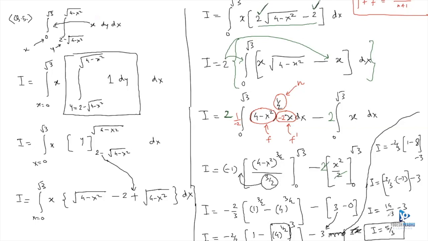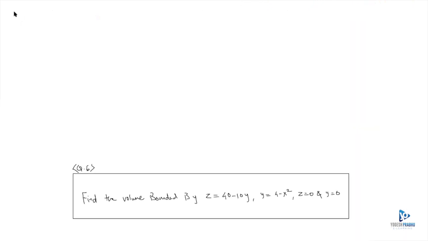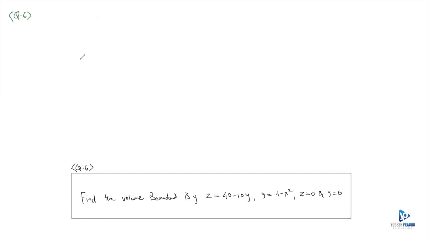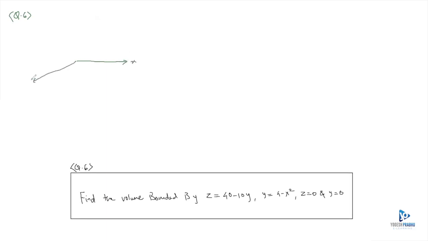So we got it. Let's do the sixth. Question number 6. It's a bit tricky. Can you read the question? Find the volume of the region bounded by z equal to something, y equals something, z equals 0, and y equals 0. Okay, you tell me. It will be dy dx dz, right? Yes. Okay.